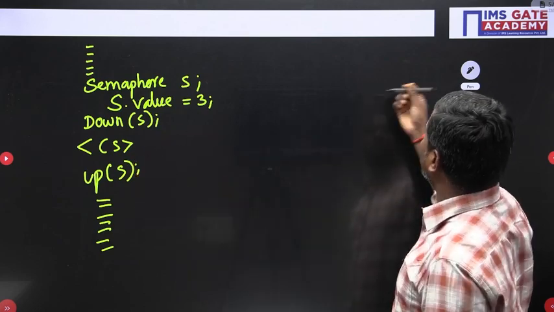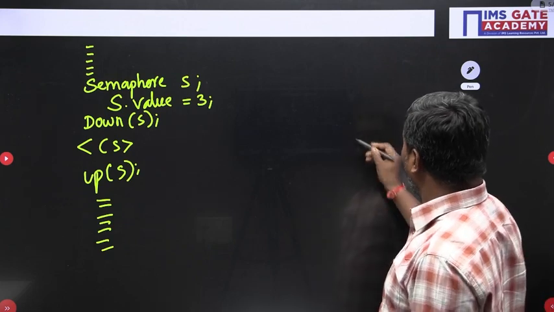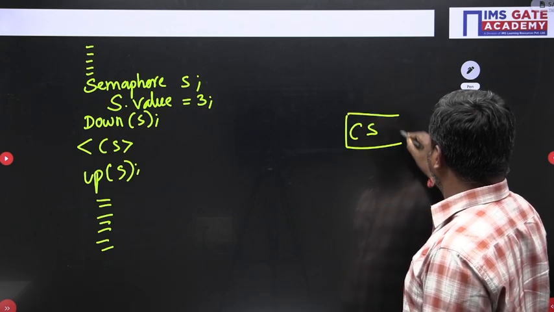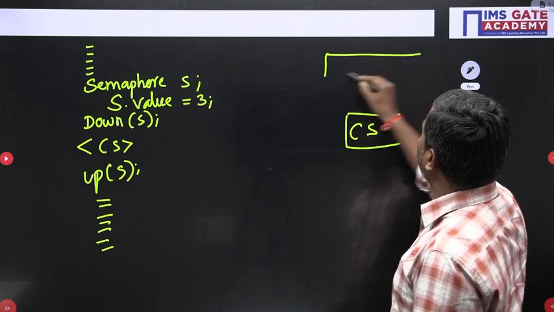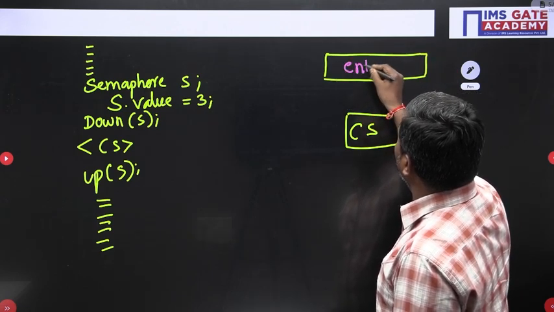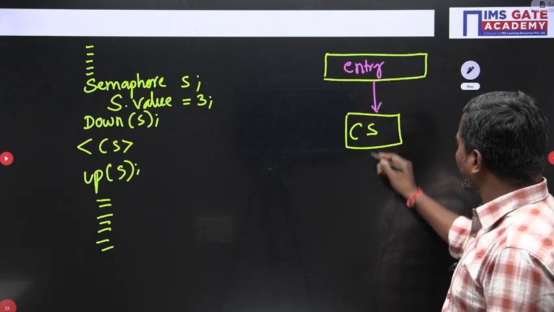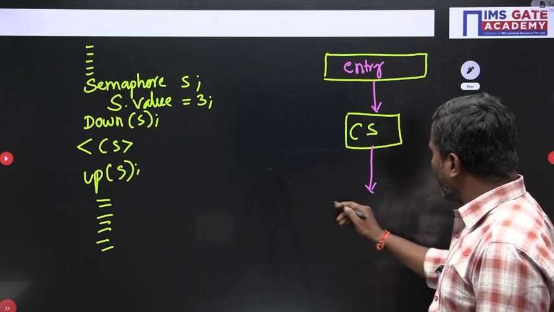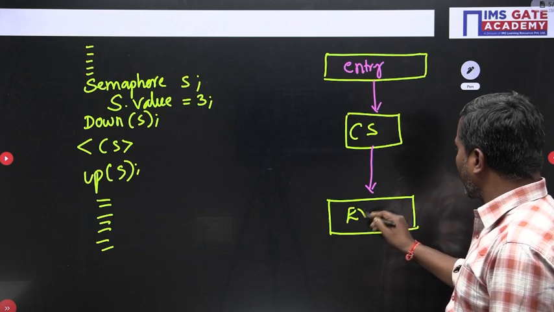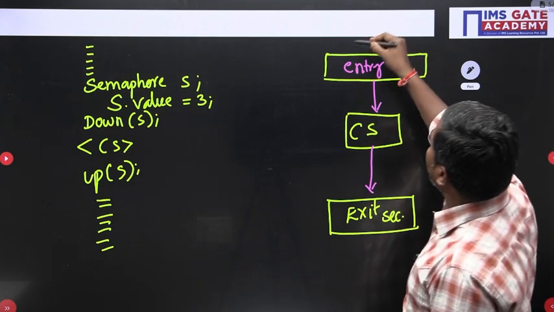Now look at the structure, the architecture of any synchronization mechanism. Suppose here is a critical section. For this critical section, there will be an entry section. Use the critical section, then once usage of the critical section is over, followed by that there will be an exit section. Now definitely a race condition will be there.